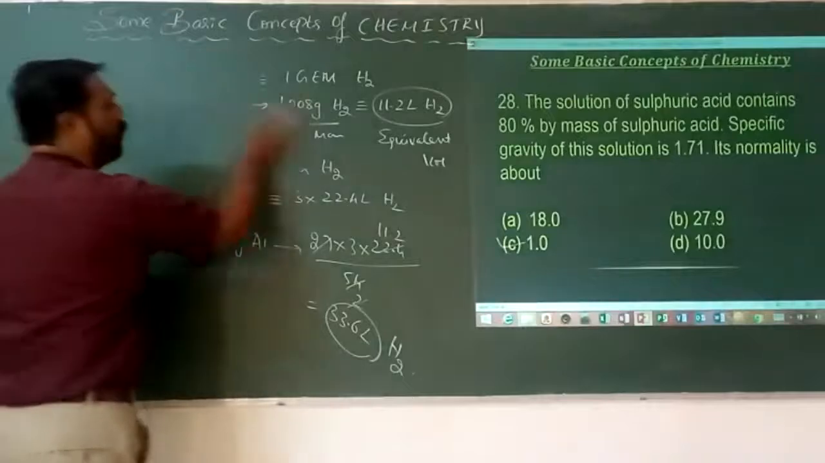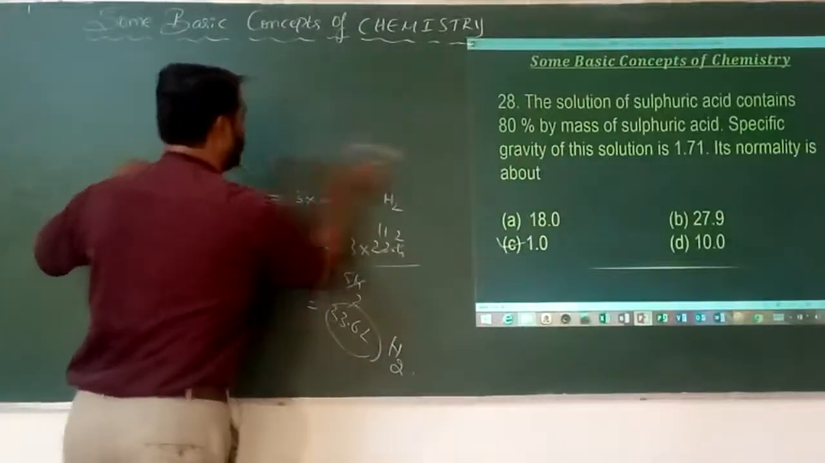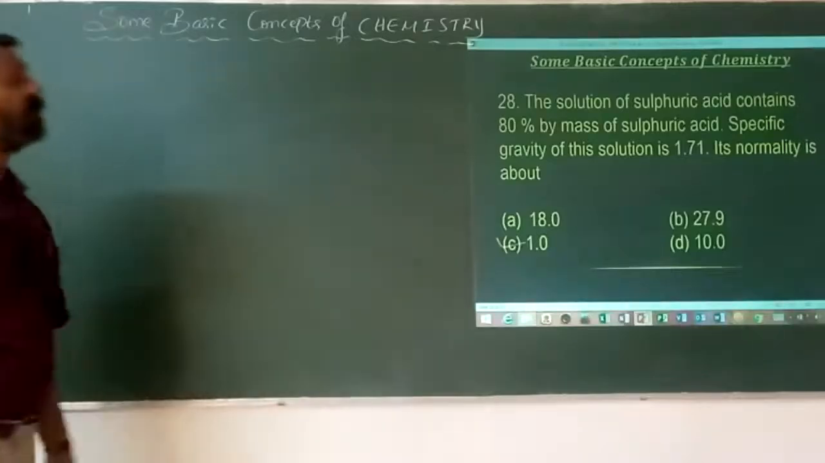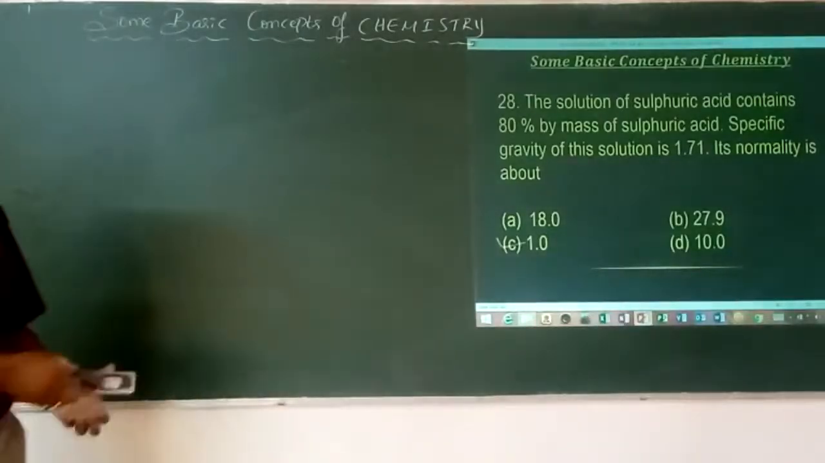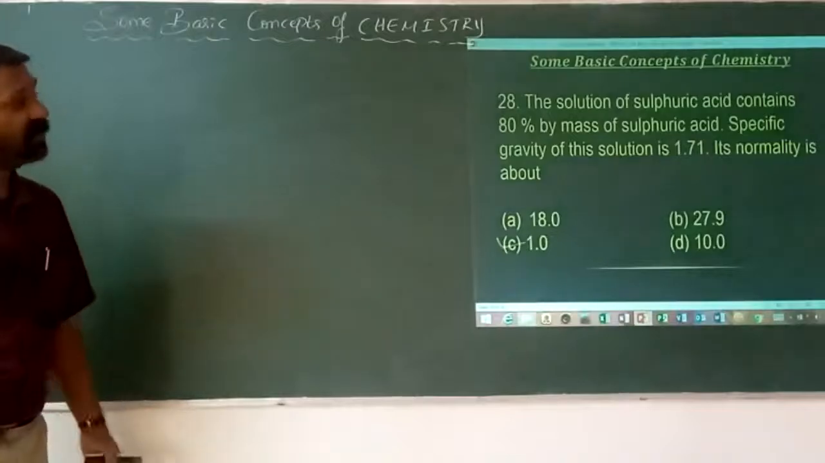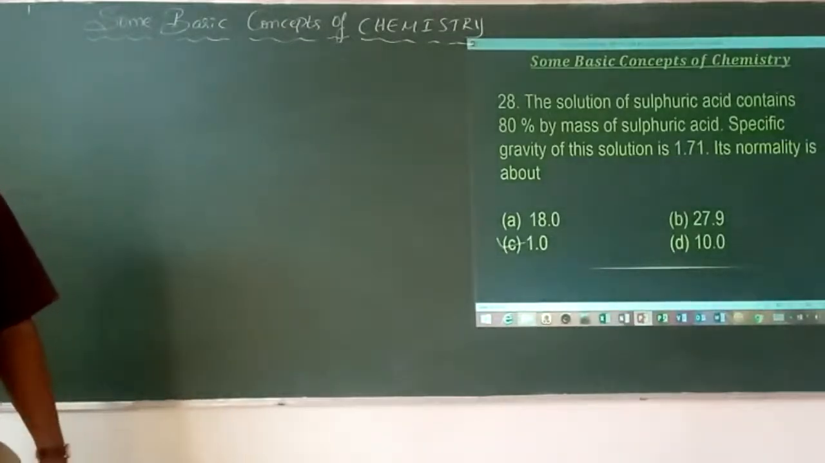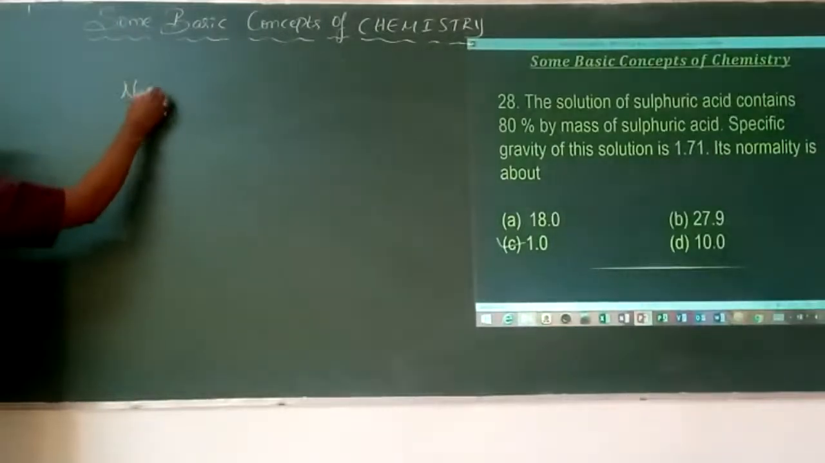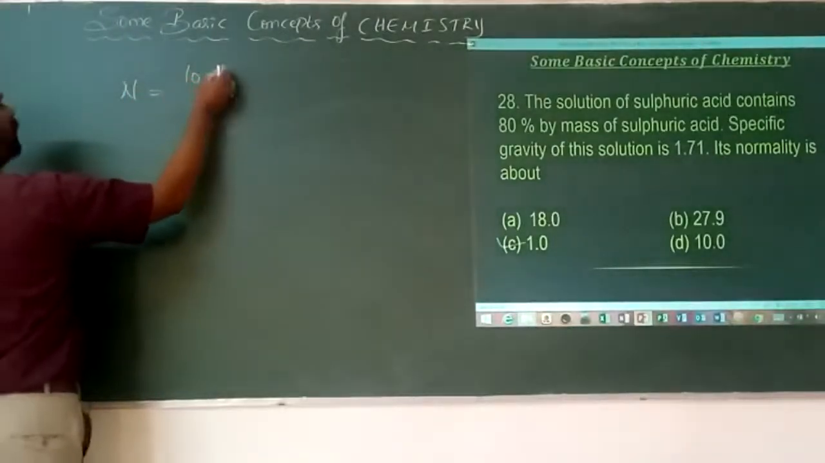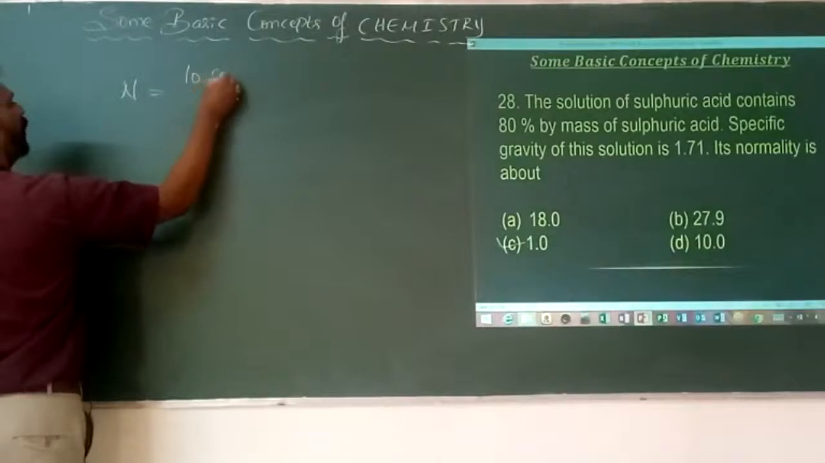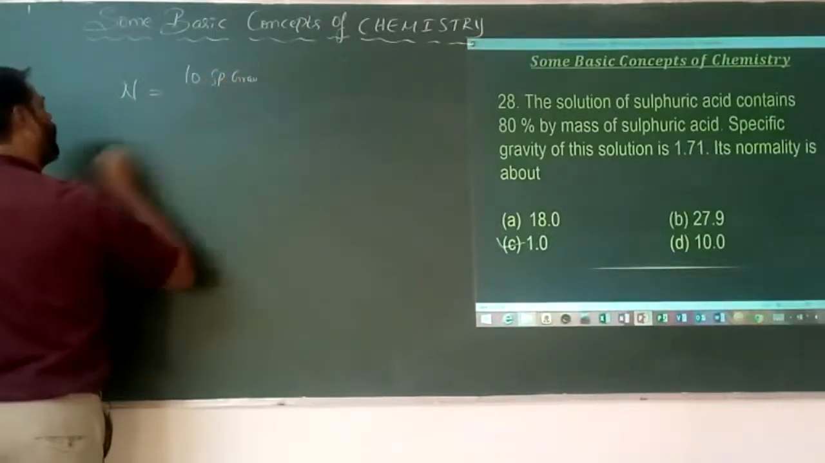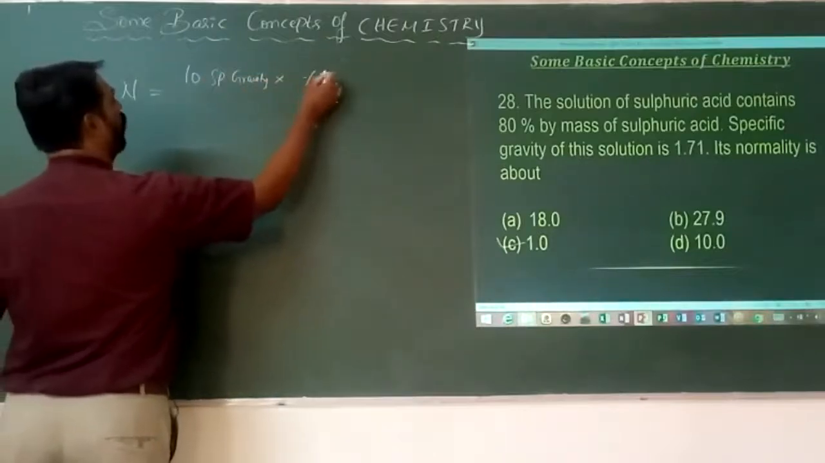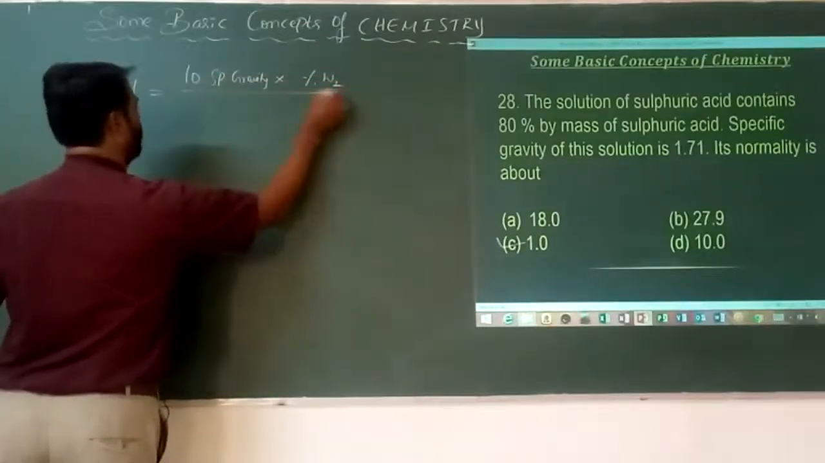The solution of sulfuric acid contains 80% by mass of sulfuric acid. Suppose the specific gravity of the solution is 1.7, then what is its normality? Normality is equal to 10 times the specific gravity, or indirectly the density, into the percentage of W2 divided by the equivalent mass.